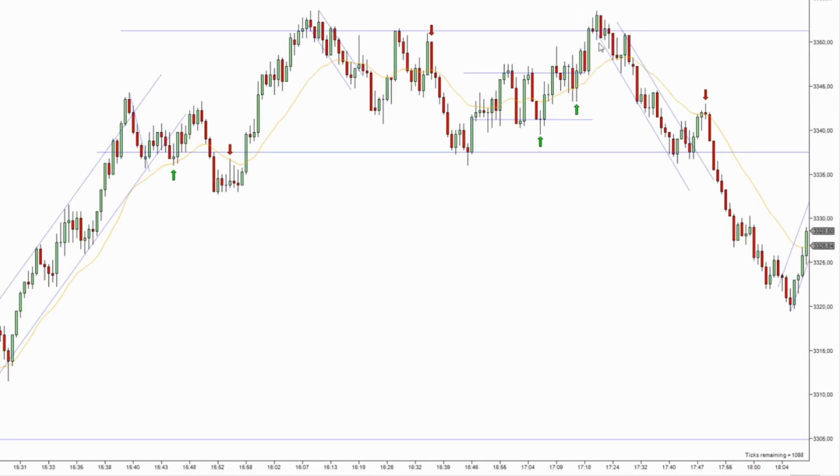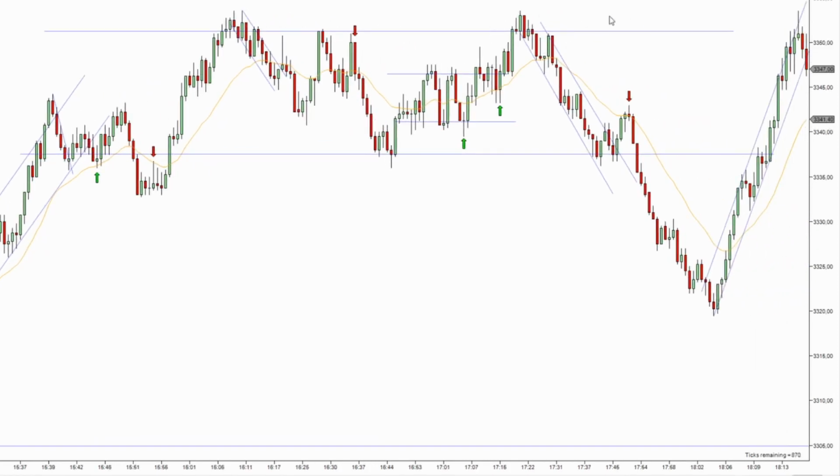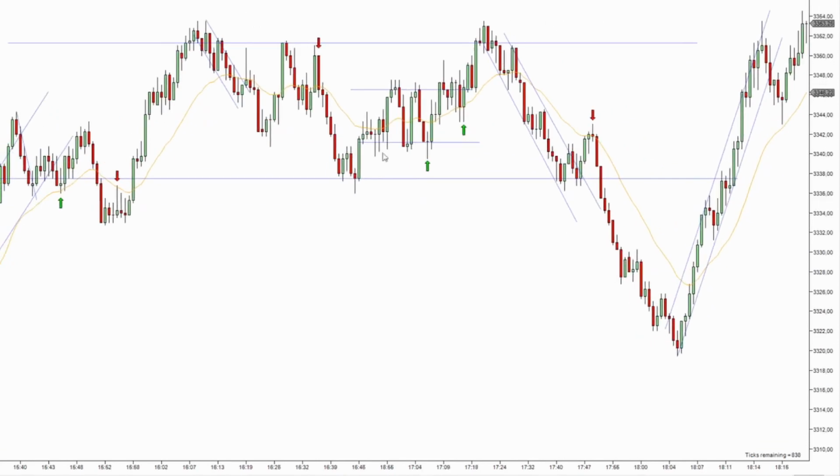And this was a final attempt by the bulls to take market higher, and this resistance was holding strong. So, if you didn't get long here, you don't want to go long now. This is just the first entry. You don't want to go long here.